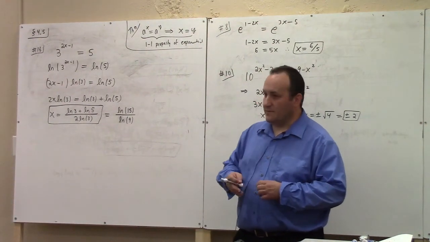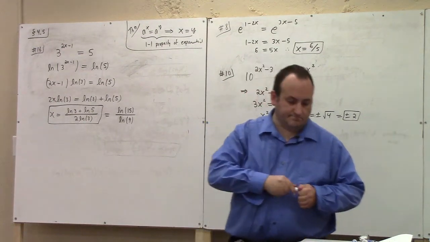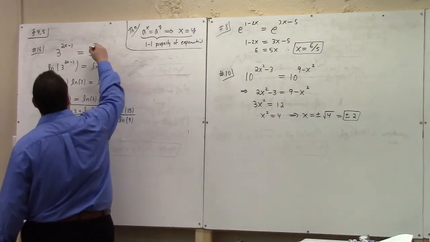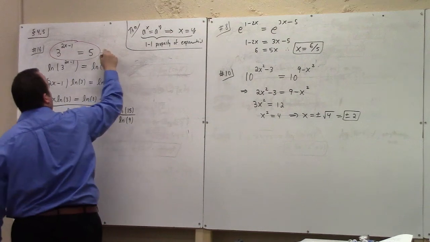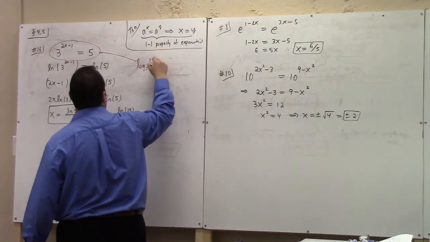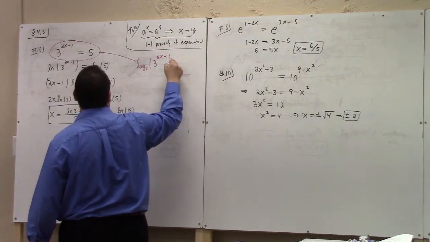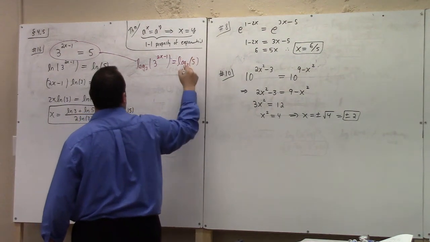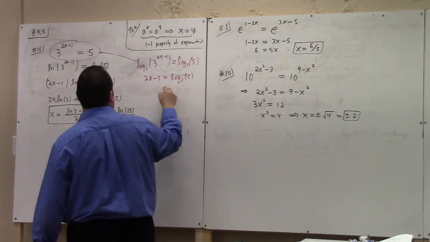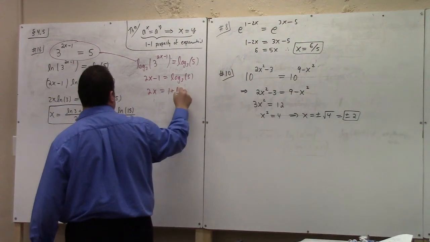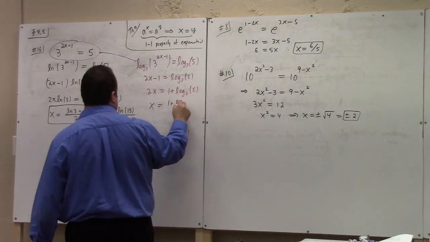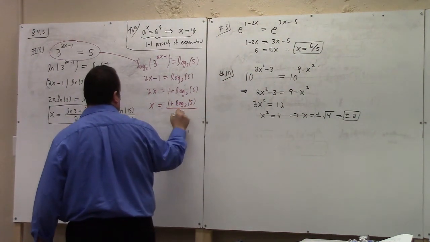What's another way you could have solved this problem? Power rule. How about if I take log base 3 of both sides, right? I mean, that's nice in the sense that I get 2x minus 1 equals log base 3 of 5. So that gives me 2x is equal to 1 plus log base 3 of 5, which gives me that x is equal to 1 plus log base 3 of 5 over 2, you know?